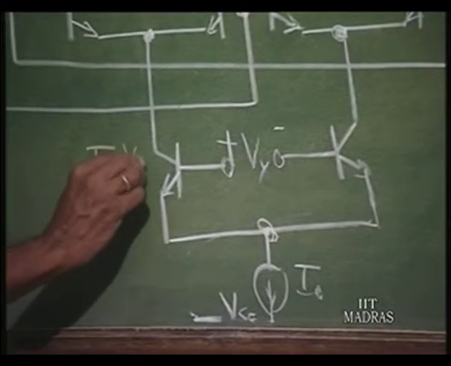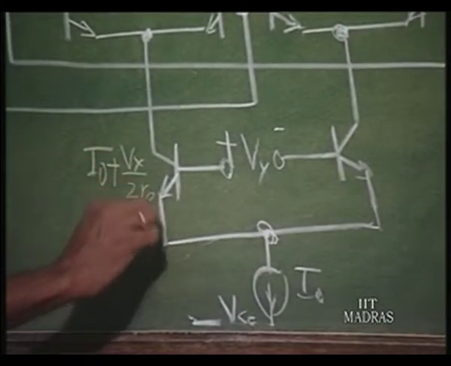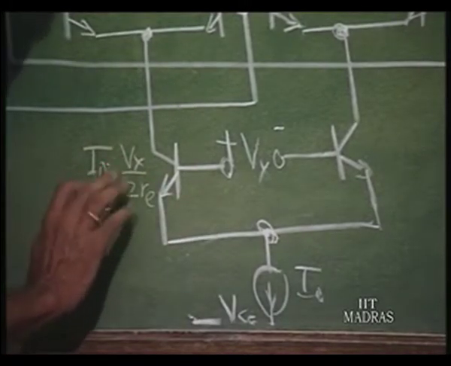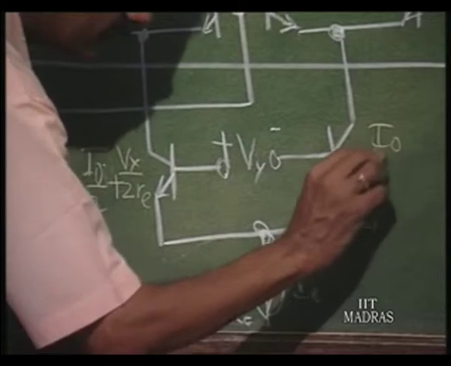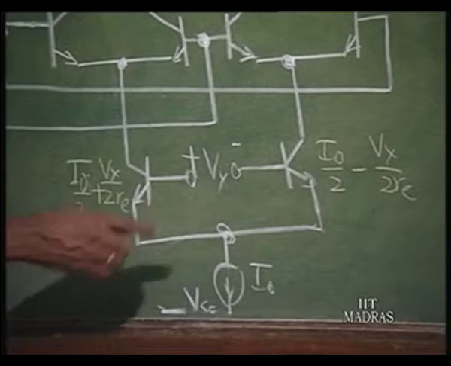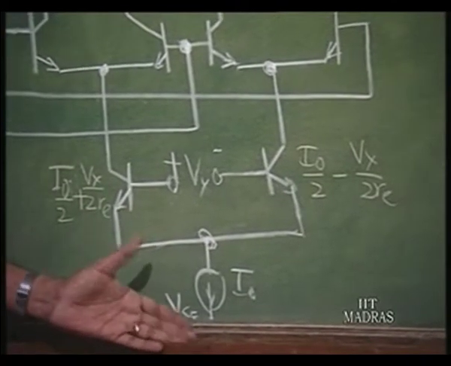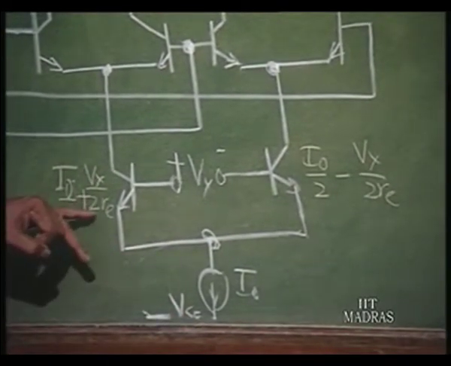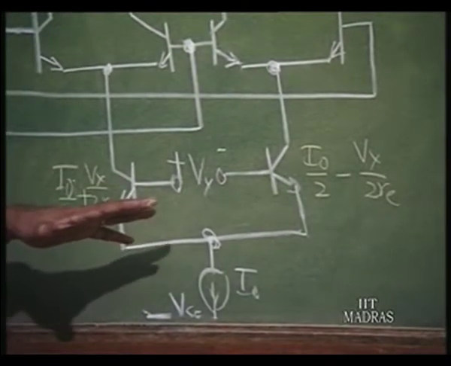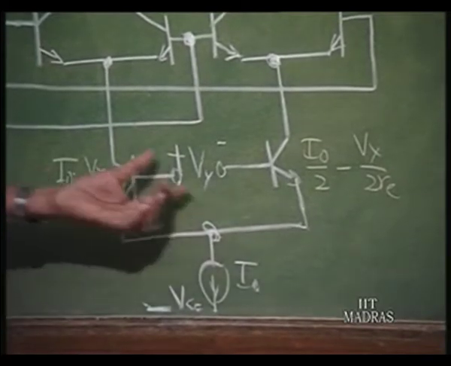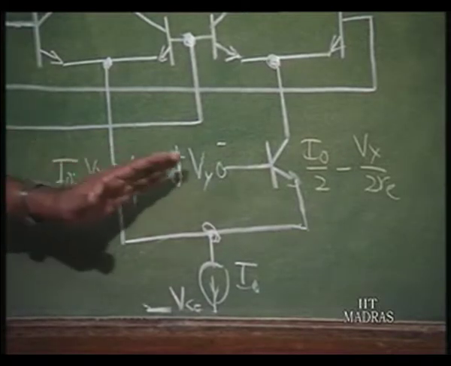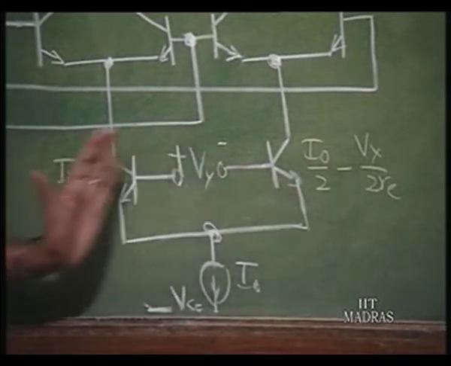plus V x divided by 2 R e of these two transistors, and I naught by 2, and I naught by 2 minus V x by 2 R e. So, that the total current is I naught. Earlier we had been using in series with this arrangement a capital R y, which is not there, because this itself is a small signal. So, basically this is converting the voltage into differential current of this type, linear.